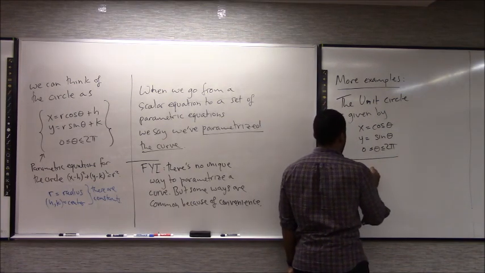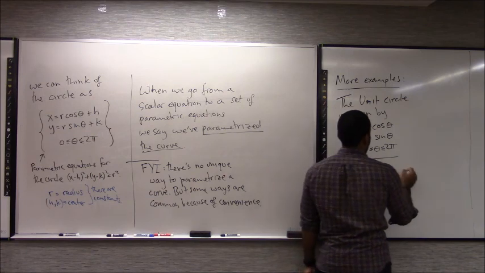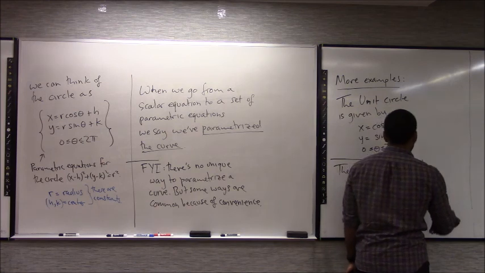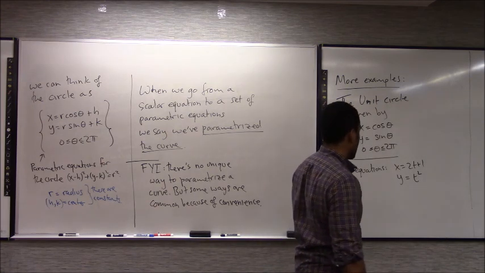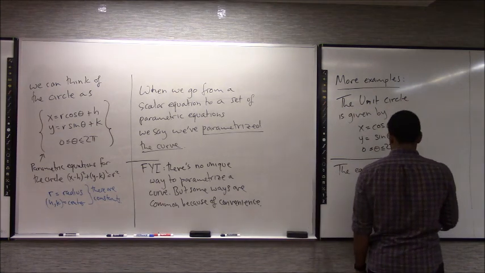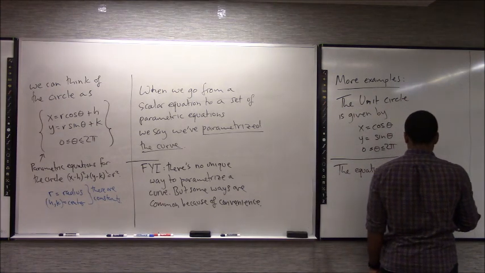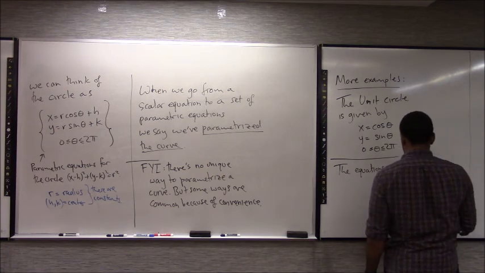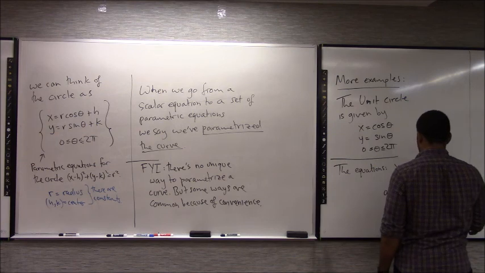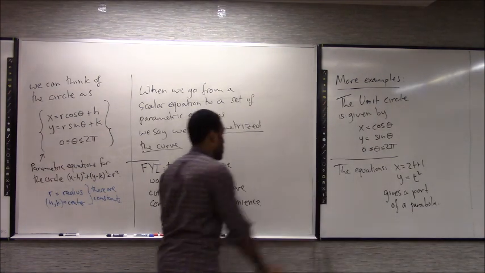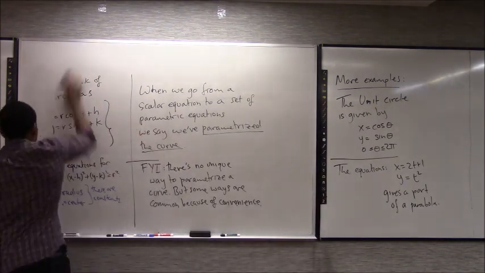The equations x equals 2t plus 1, y equals t squared. That would give rise to a part of a parabola.